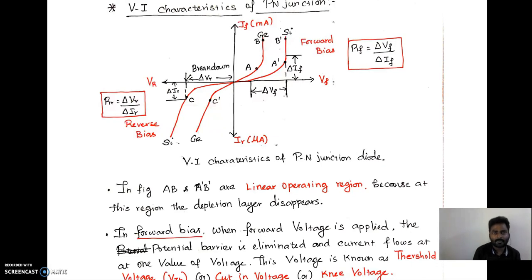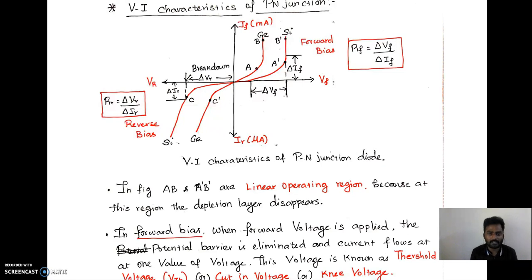Here, for the reverse bias, the voltage applies in the reverse manner, and the potential barrier goes on increasing. One more thing we understand from the figure is that the points AB and A'B' are the linear operating region, that is, it is going to be constant and there is no deviation with the change in current. And because of this region, the depletion layer will disappear.